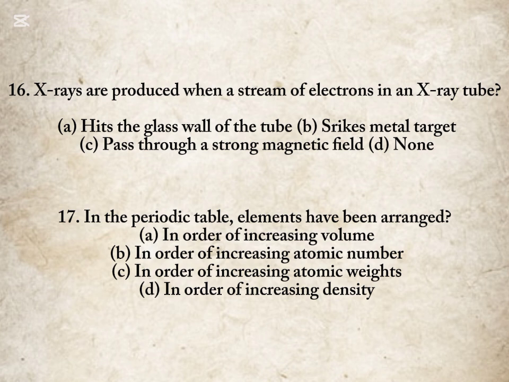17. In the periodic table, elements have been arranged A. In order of increasing volume. B. In order of increasing atomic number. C. In order of increasing atomic weights. D. In order of increasing density. The correct option is B. In order of increasing atomic number.